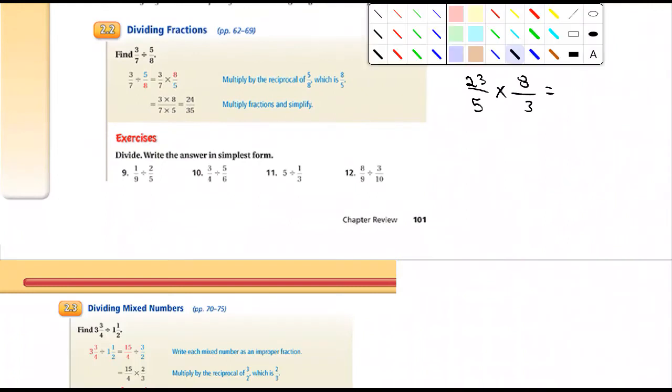Then it looks like divide and write the answer in simplest form. That means you need to reduce. So I'm going to look at number 11, even though you don't have to do number 11. Here's an example on how you would do 10 and 12. So we have 5 being divided by 1/3. What do I need to do with that 5 before I can do anything else? Mr. Patania.